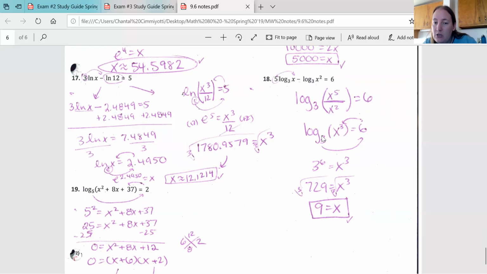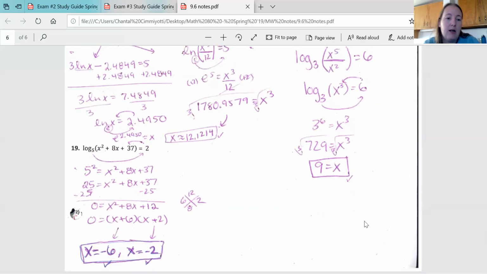We're stuck, so we change forms. 3 to the 6th is this. You can maybe recognize the cube root, and the 6 would be 6 divided by 3 is 2, so you can get 9, or you can evaluate this and then take the cube root. The order is up to you.